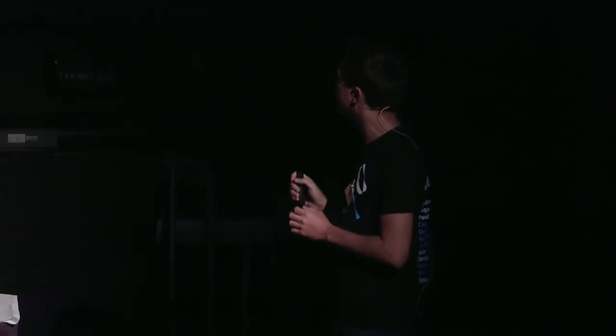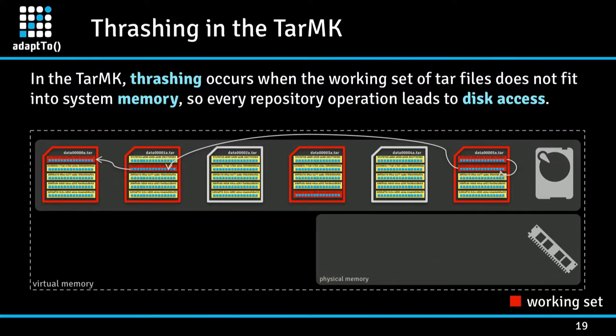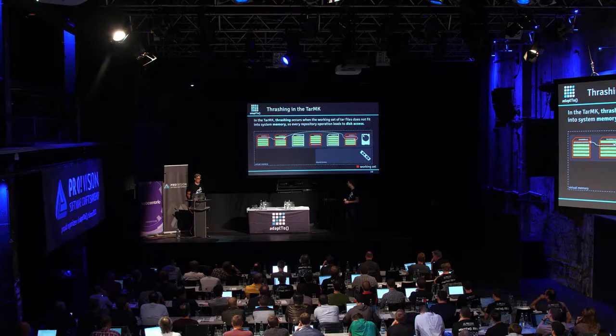So to visualize this, I've created a small, really oversimplified animation, where let's say we have a repository on the disk and it's memory mapped, so it can be accessed through the virtual memory. And specific for this repository is that it has a bad locality. It means that, for example, to traverse a path in the repository, the TarMK will have to go through multiple TARs because the data is spread across several files. So this means it has a bad locality, maybe because you didn't run any revision cleanup recently.